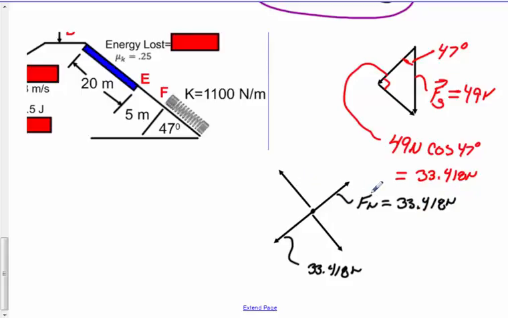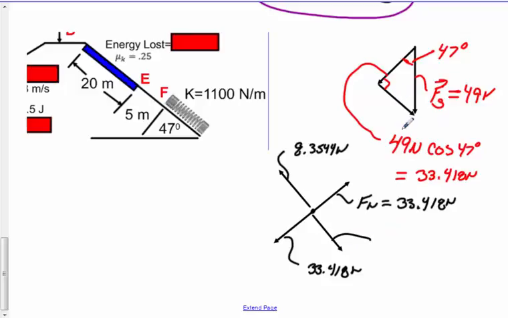Now to find the frictional force, I always take normal times mu. So I'll multiply that by 0.25. My frictional force here is going to be 8.3544 newtons.